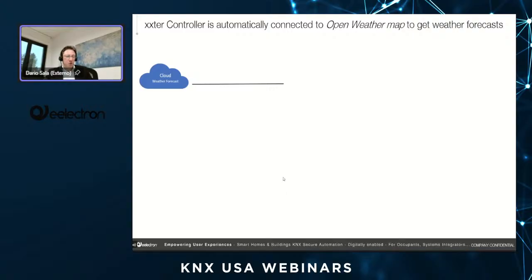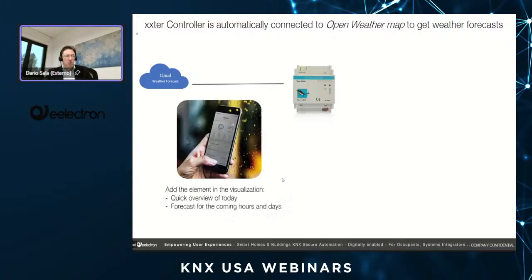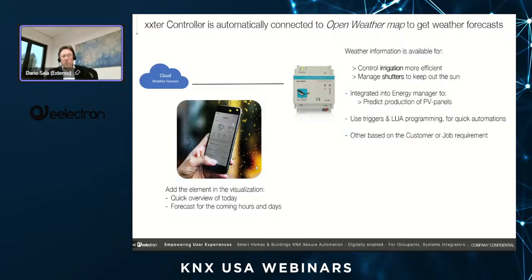There are advanced functionalities that are available in the Xter, which is, for example, OpenWeatherMap. So this is very different from having a weather station. You basically have the information and the forecast for the next days. You can use them to control irrigation. So this is not only for energy, but also for lighting or for comfort. You can move the shutters to a certain position depending on the sun position or the fact that it's sunny or not.